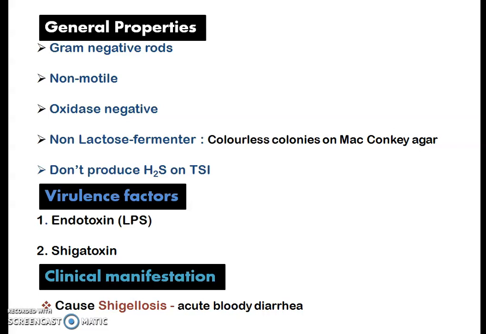That means they give colorless colonies on MacConkey agar and they do not produce hydrogen sulfide on TSI, triple sugar iron slants. Then coming to the virulence factors, they have enterotoxin, that is lipopolysaccharides, and the second and most important one is Shiga toxin. The clinical manifestation is that they cause shigellosis, which is characterized by acute bloody diarrhea.